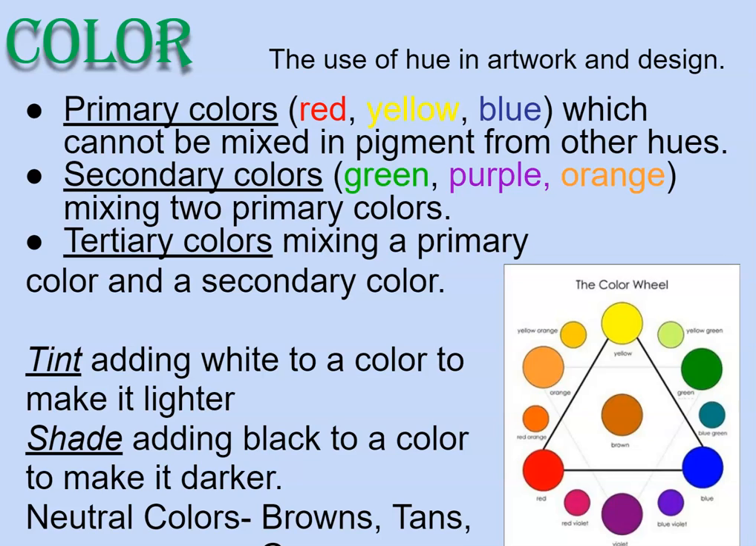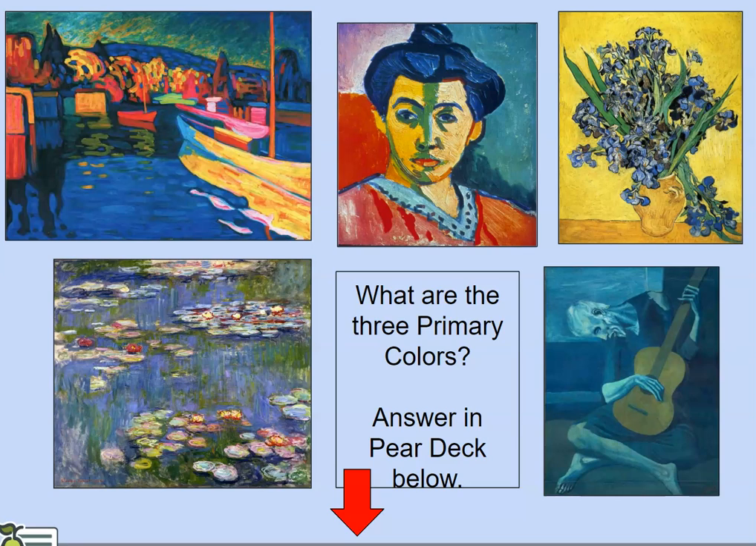Neutral colors are browns, tans, and even grays. Neutral colors are just that, they're neutral. They're neither primary, secondary, or tertiary. They are in a color scheme all of their own. All right, here are a few artworks that contain color, and I'm sure you can think of many artworks that contain color, including a few that you have seen in other slides in this presentation.